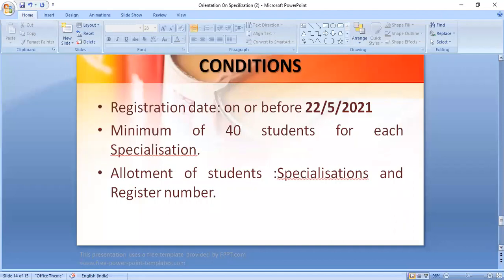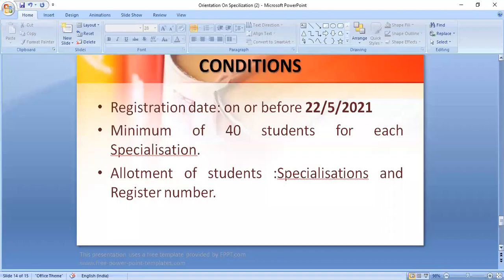At the end of this session, we will be posting the Google form, which you are supposed to fill for your registrations for the specializations on or before 22nd, that is by this weekend. For any specialization to be executed, we require a minimum of 40 students in each class. We've had situations in the past where, out of all 4 sections put together, only 10 or 20 students chose a particular specialization. In such cases, we cannot allocate resources separately for those 10 or 20 students.